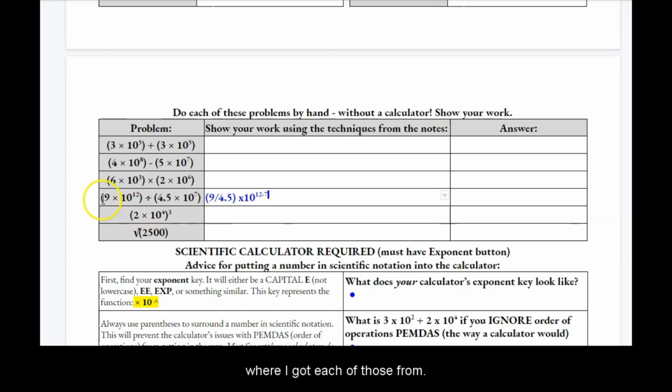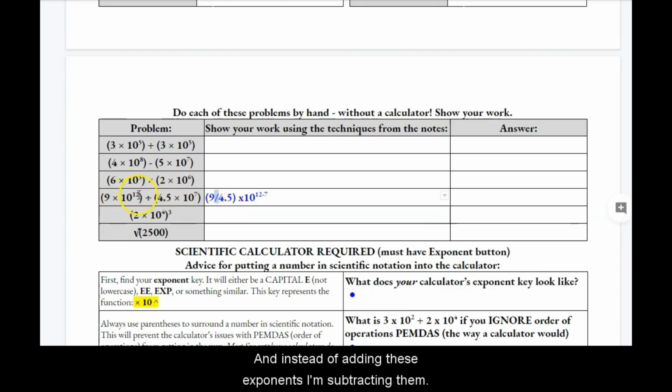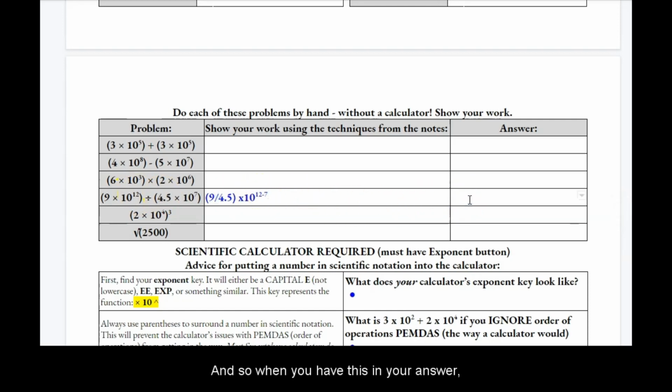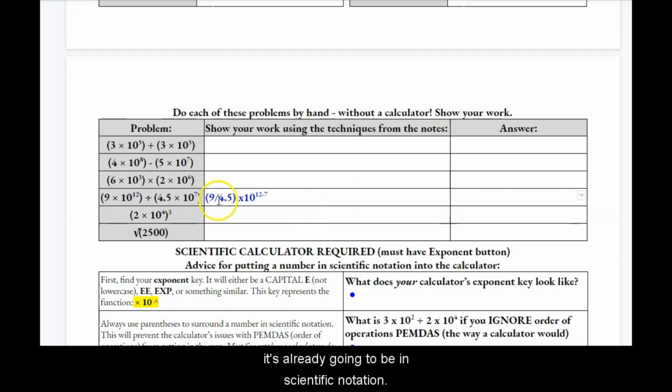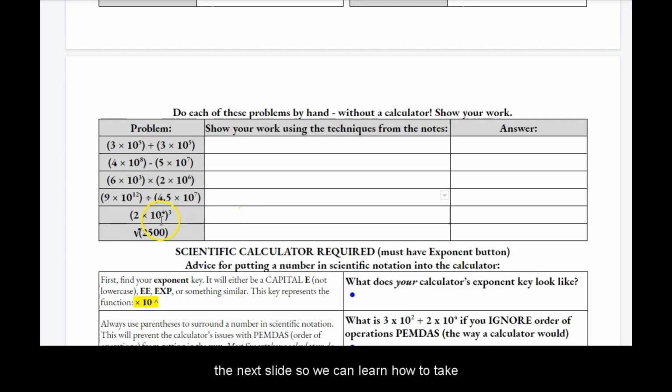So if you can see where I got each of those from, this divide symbol is still here, and instead of adding these exponents, I'm subtracting them. And so when you have this in your answer, it's already going to be in scientific notation, and so you should be able to write it out just fine. I'm not going to show you the answer for that one. But let's take a look at the next slide so we can learn how to take a power to a power.